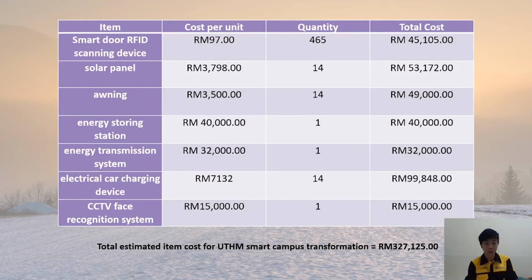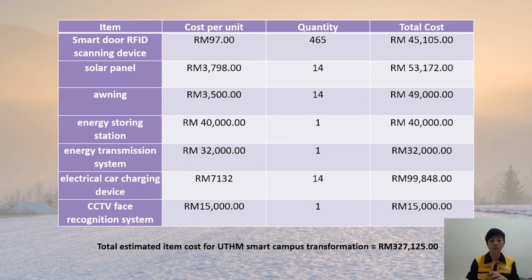My name is Choy, and now I will continue the presentation with the cost estimation. For the cost estimation, we have 7 items for the UTHM Smart Campus Transformation. The first item is the Smart Door RFID scanning device, then solar panel, awning, energy storing station, energy transmission system, electrical car charging device, and CCTV face recognition system.